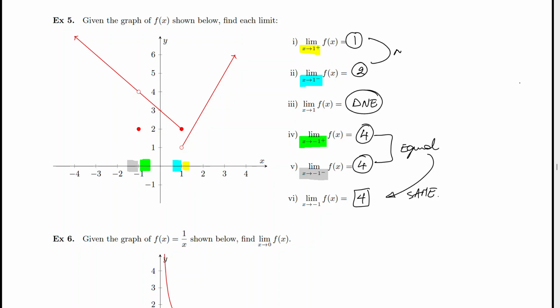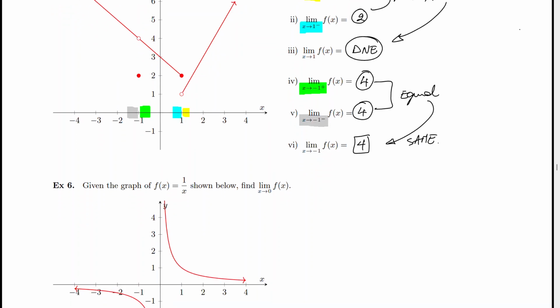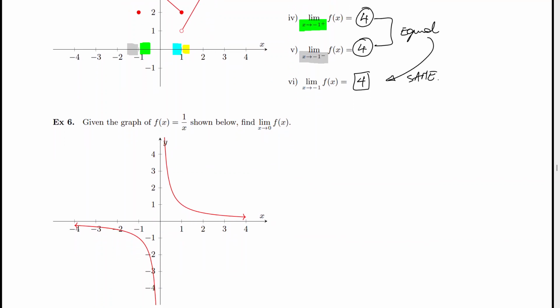Earlier, these two numbers were not equal, and that is the reason why we had no solution for that limit over there. So I hope that makes sense. If not, let's talk in office hours to explain and understand what's going on.